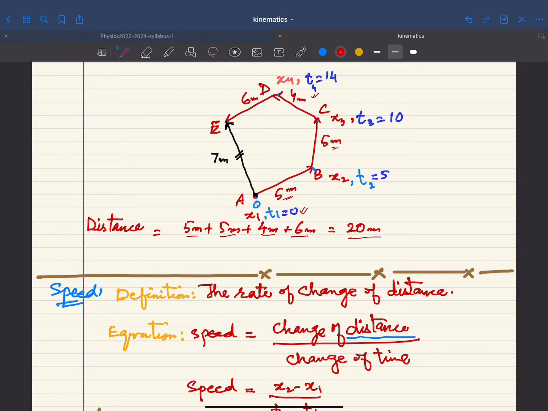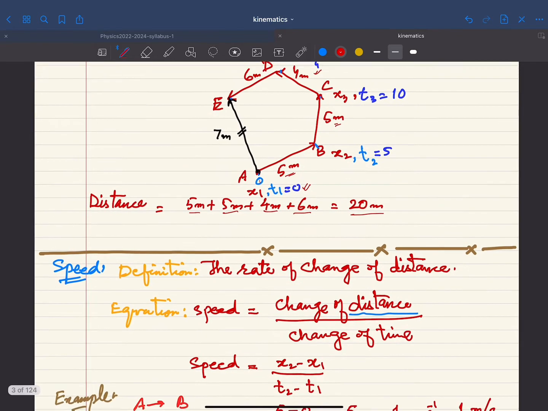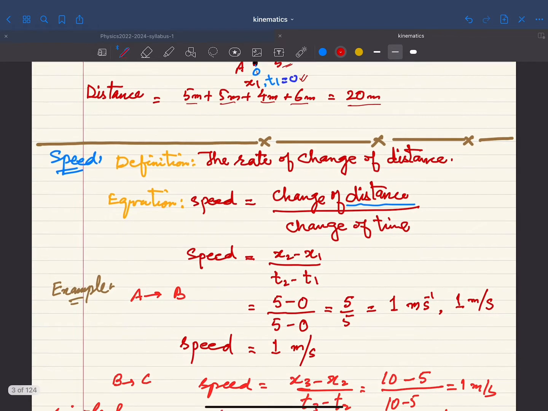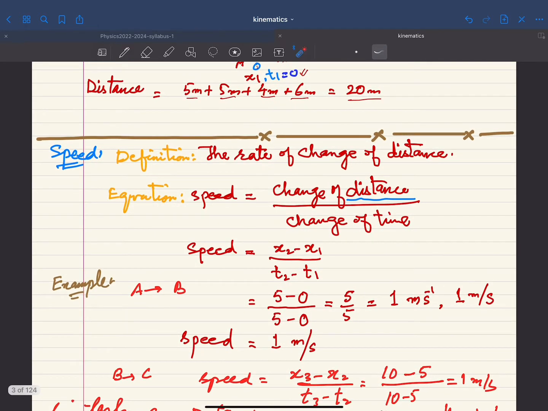Here, one thing which is very much related to the distance is speed. So how will you define speed? Simply, the rate of change of distance is speed. This is the simple definition. Now, what is the equation? Simply, change of distance divided by change of time. The change of distance is x2 minus x1, and t2 minus t1 is the time interval.